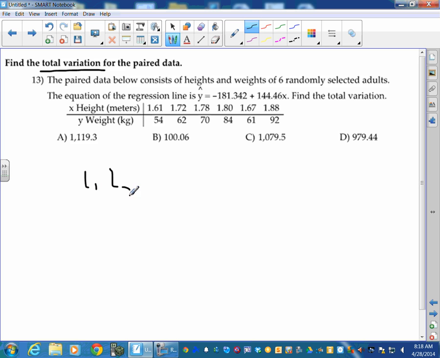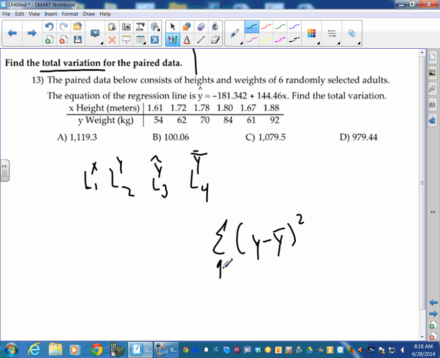L1, L2. We found, let's see, L3 was Y hat, L4 was Y bar, L2 was Y, L1 was X's, and your equation is the summation of Y minus Y bar, squared. We found this from your sum list catalog under second, list, I believe math. You can double check that.